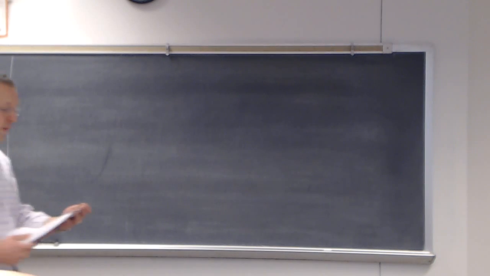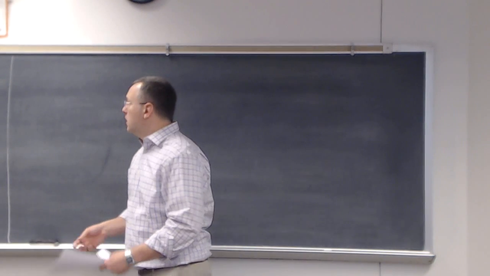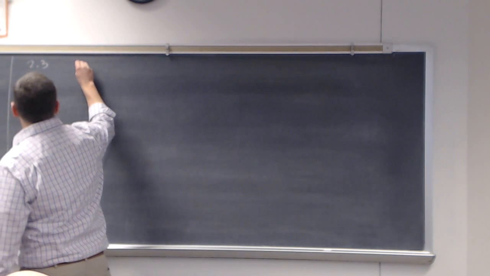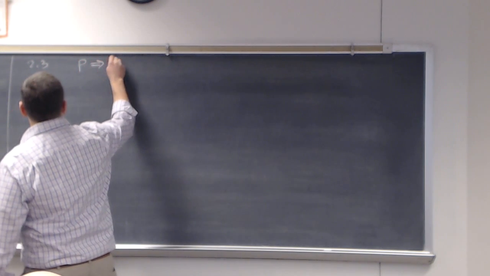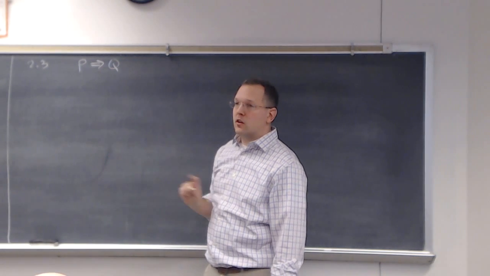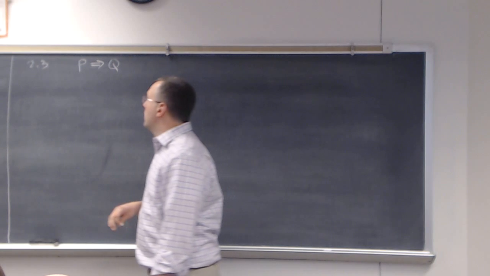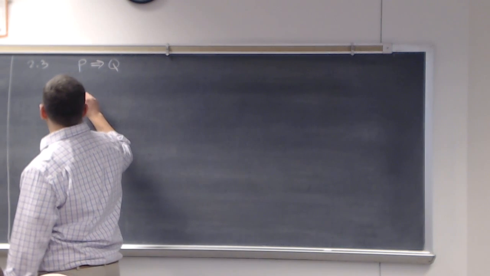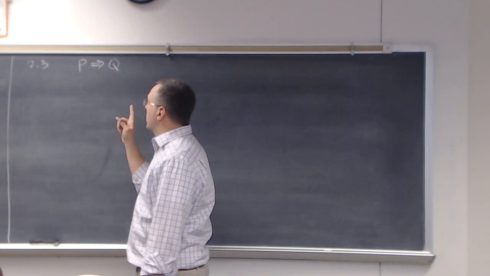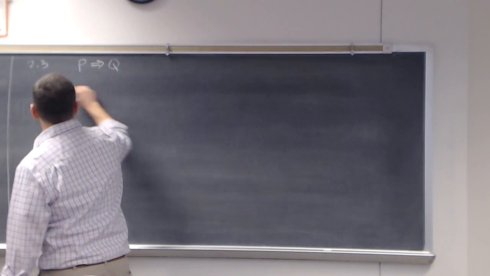I'm going to start section 2.4 on biconditional statements. Let me just give you a quick recap. In 2.3, we looked at statements of this form, which is read P implies Q, or if P then Q. Those are the two common phrases. I did want to remind you that we talked about truth tables. We looked at the truth table for this statement.